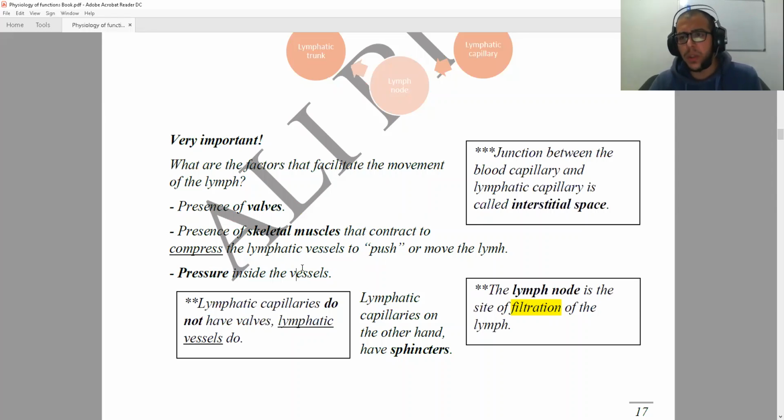Now, it's worth noting that there is pressure generally in all the blood vessels, and this is going to be facilitating its movement quite a lot. However, this is also very important here because these are some similarities between it and the other blood vessels. And also lymphatic capillaries have sphincters, and this is not what other blood vessels have.